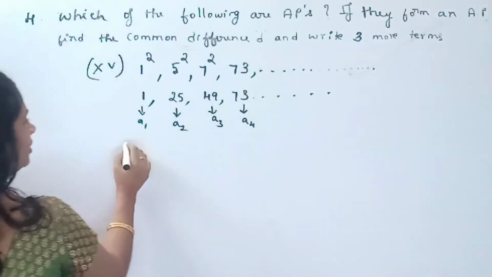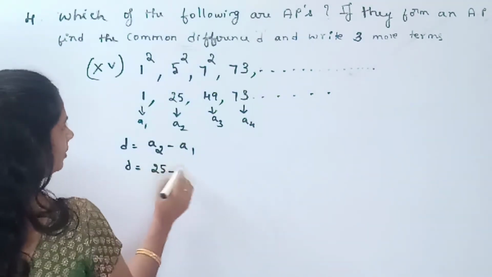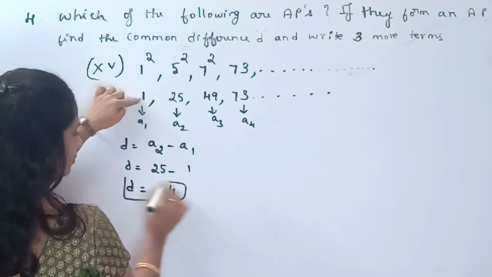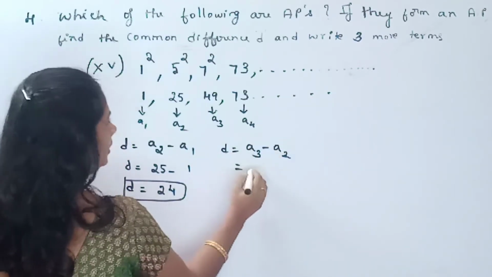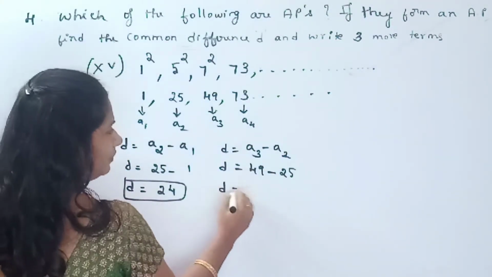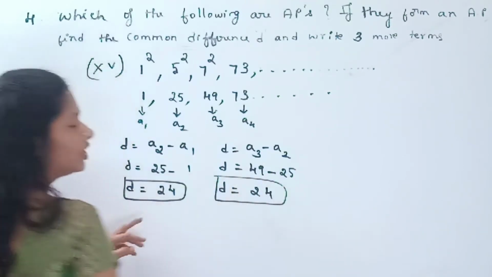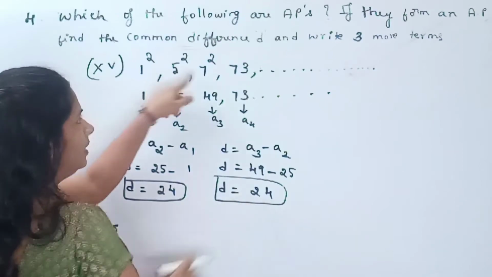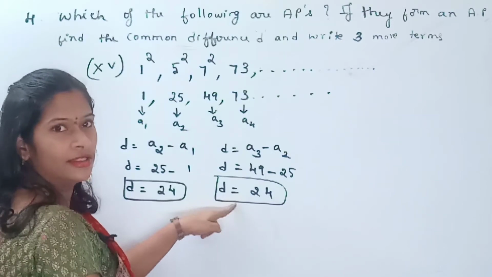So find the common difference, children. A2 minus A1. So it is 25 minus A1 value, which is 1. So the common difference is how much? 24. Same way, find A3 minus A2. A3 value is 49. A2 value is 25. So you will also get the common difference as 24 only. So now the common difference is 24. Let us check A4 minus A3, 73 minus 49, yes, it is 24 only.